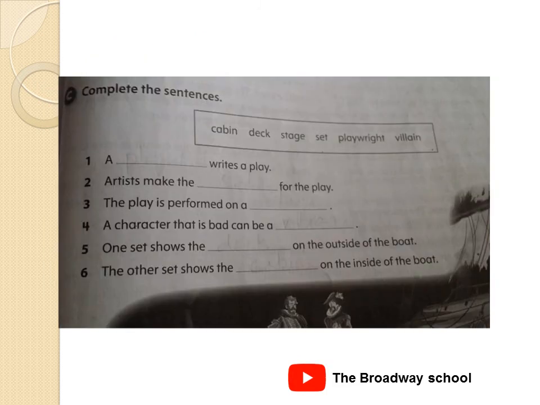Okay, the last part, part C, complete the sentence. The words are given. You just have to put the right word in the blanks. A dash writes a play. We have already discussed who writes the play. A playwright. Artists make the dash for the play. Yes, the play is performed on a dash. A character that is bad can be a, yes, it's very obvious, a villain. One set shows the dash on the outside of the boat. Number 6, the other set shows the dash on the inside of the boat. Yes, we have already discussed these words. You can fill in the blanks by yourself.